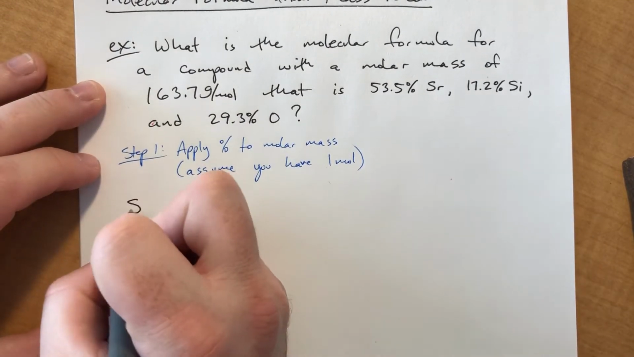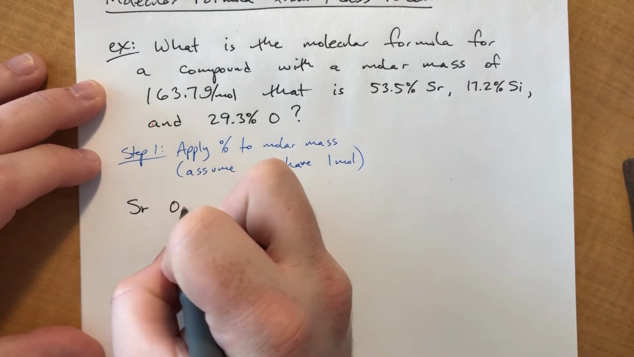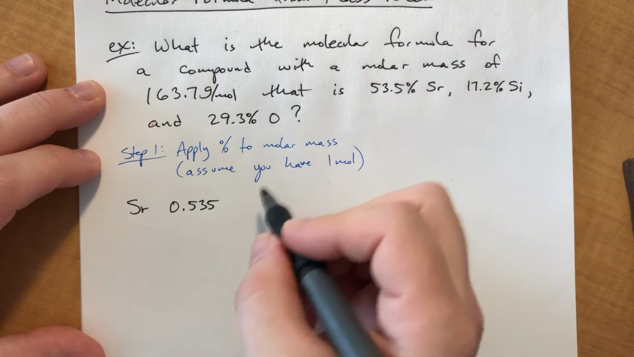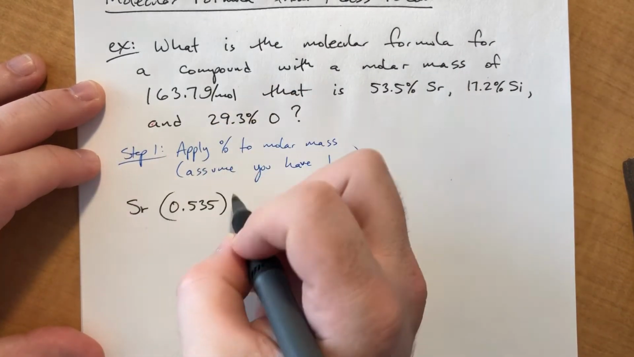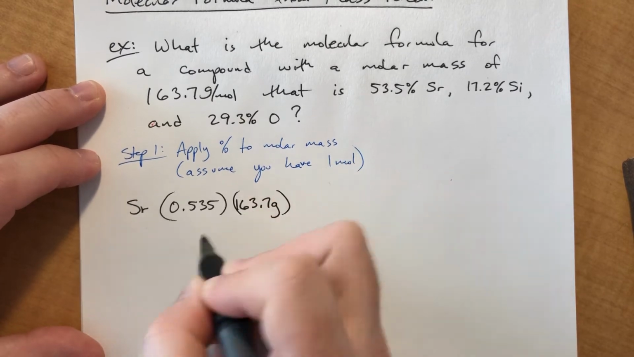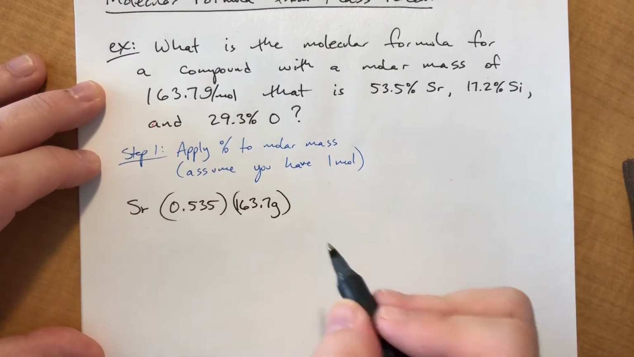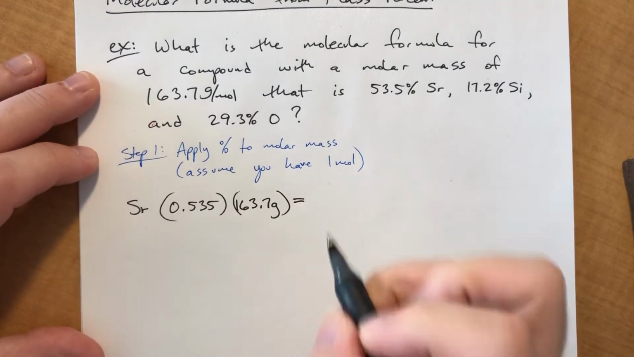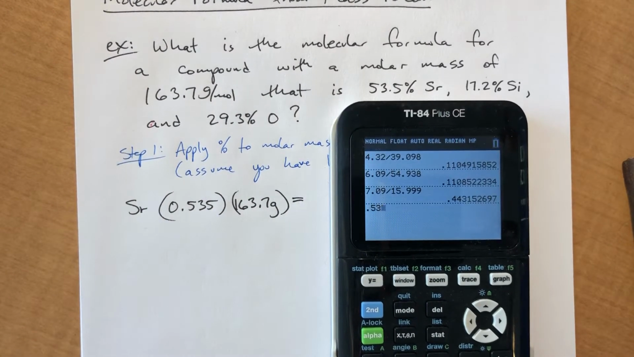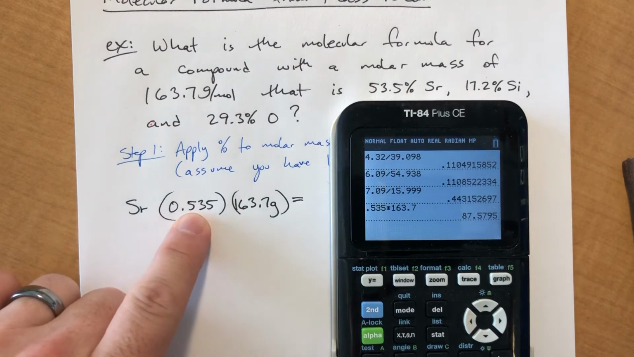So for strontium, you're going to take 0.535, that's this percentage as a decimal, times 163.7. Basically, this would be 53.5% of 163.7. And we're going to get a number for that. 0.535 times 163.7, and I got 87.6, 3 sig figs.